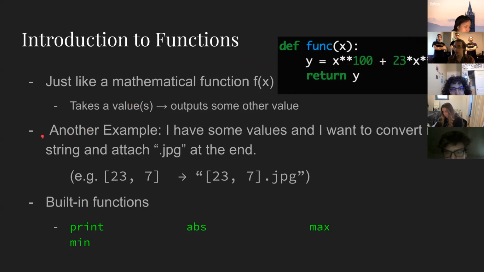Yeah, and then another example of a type of function. Let's say I have some values and I want to convert them to a string and attach a .jpg at the end, so it's like a file name for a photo. If I wanted to do that, let's say I wanted to convert this list, for example, 23, 7.